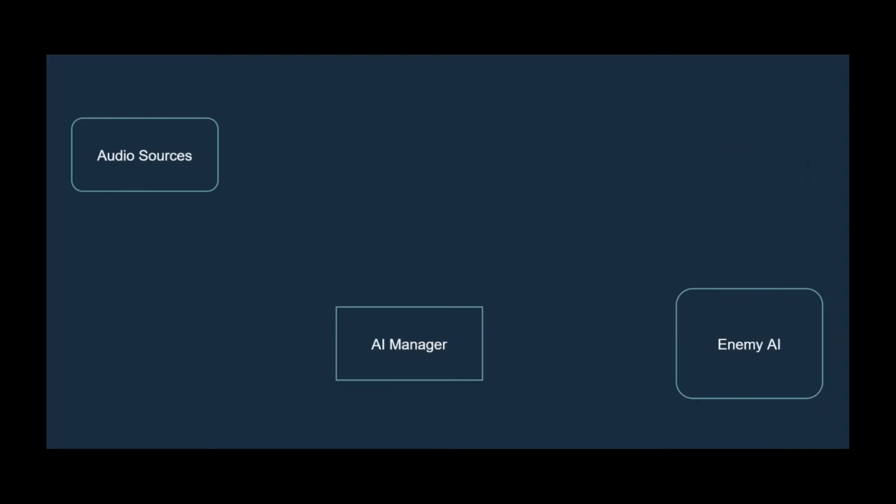When first building any system, we should always think about how it will all fit together. Let's identify all the parts of our audio system that we will need. We have our audio sources, such as gunshots, our existing AI manager, and our enemy AI. In our implementation, we have decided to add a noise notification actor class. This class has been designed to make it simple to pass a sound event to our AI manager.